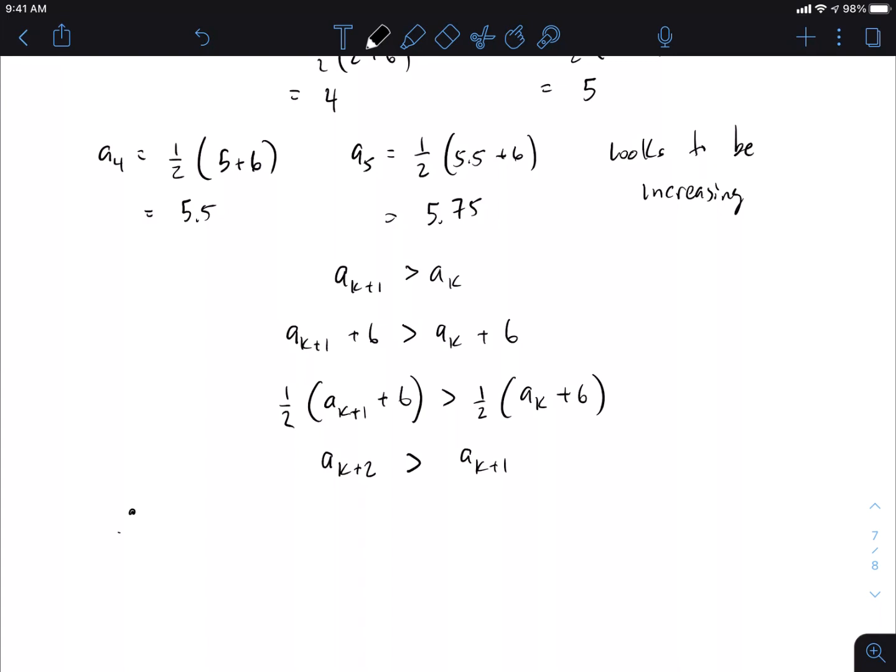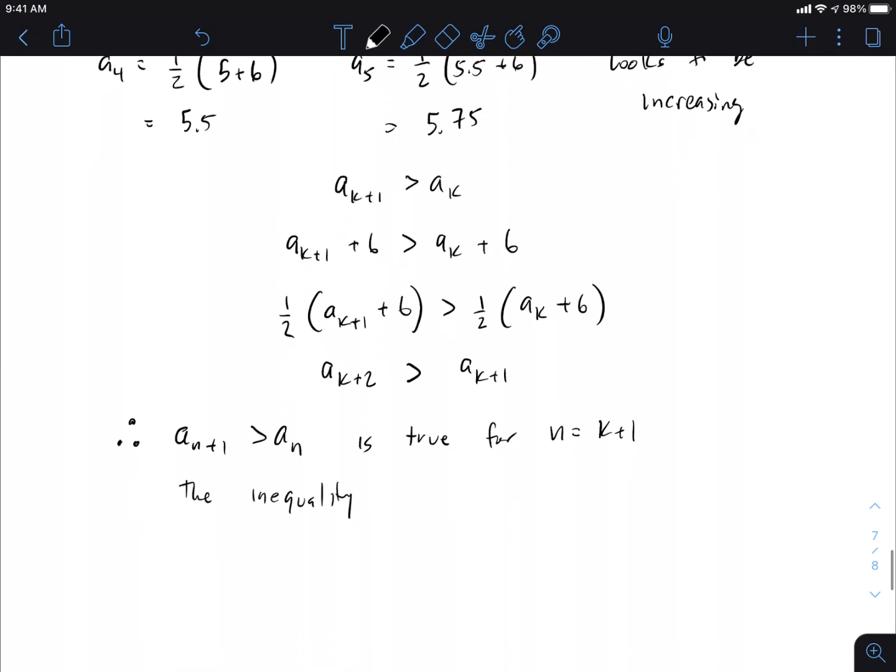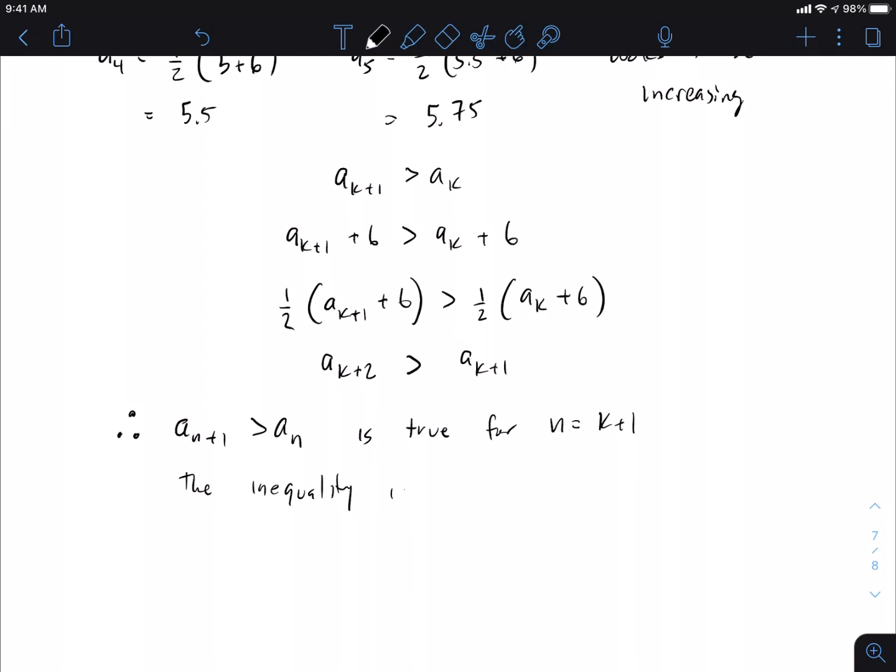So what this is going to tell us then is that a sub n plus 1 should be bigger than a sub n. This is true for n when it's k plus 1, right? So what this is showing us there is that the inequality is true for all n by this thing called induction.